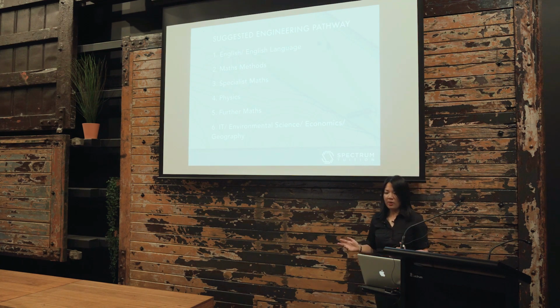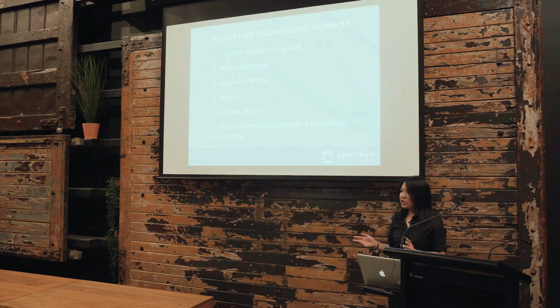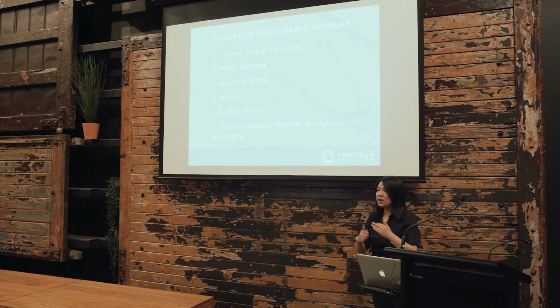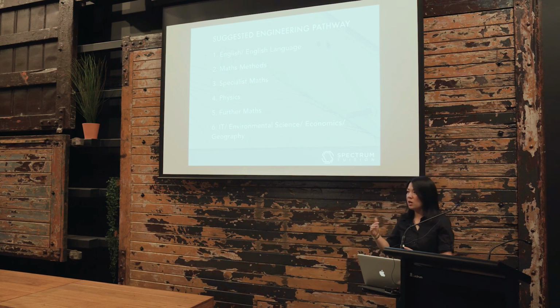Suggested engineering pathway: English or English language, maths methods, specialist maths, physics, further maths, and any one of IT, environmental science, economics, and geography. Again, if you're thinking of studying engineering, you need to do specialist maths in year 12, because in first year uni, it's all about maths and you are going to be really behind. Okay, so think about what you're going to be doing at uni when you're choosing your subjects.